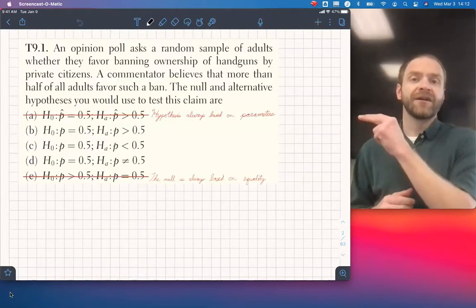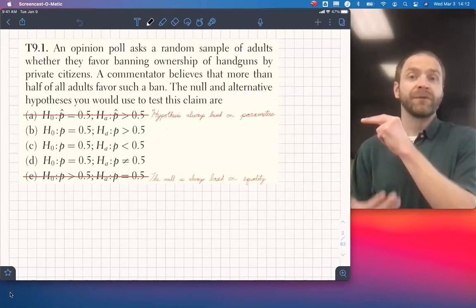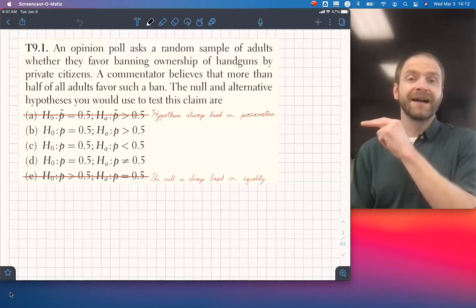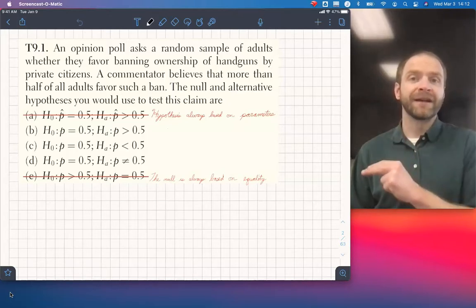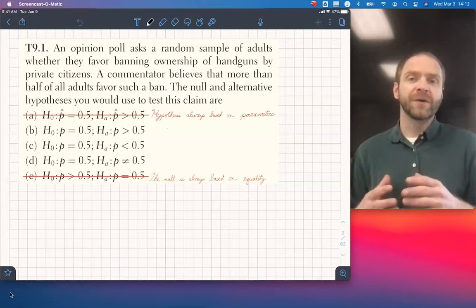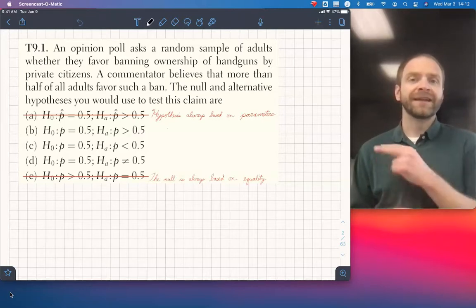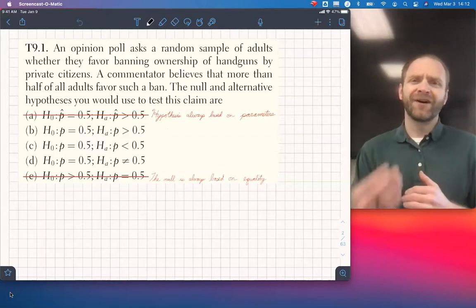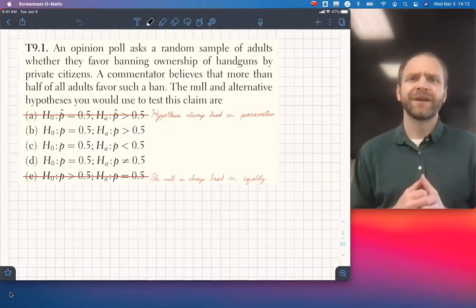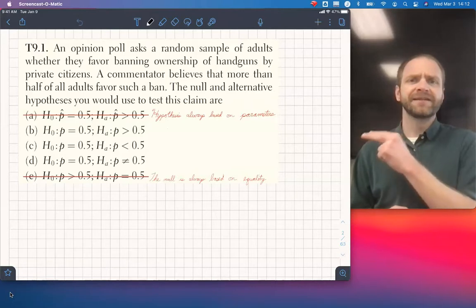Because A is talking about using a sample proportion in the hypotheses. And hypotheses are stated with parameters, not with statistics. And then part E, your null is always based off of being equal to, that there is no change. And so if you look at E, the problem with E is your null hypothesis has an inequality symbol in it, which leaves me with choices B, C, and D.